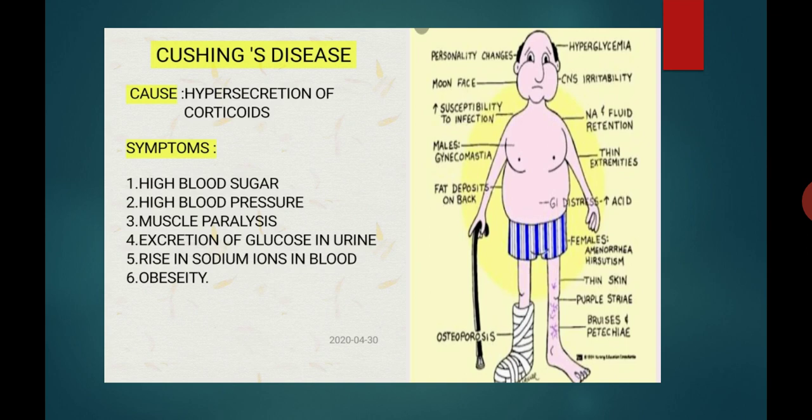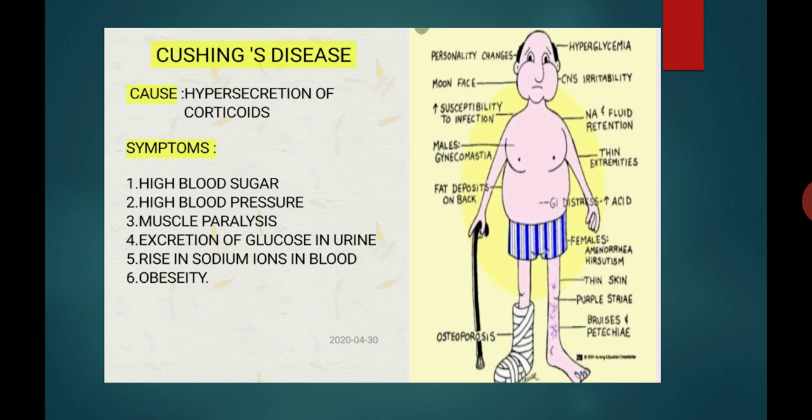I repeat all the points of Cushing disease once again. It is caused due to hypersecretion of corticoid hormone. So hypersecretion of a corticoid hormone causes a disorder called Cushing disease. The symptoms: high blood sugar, high blood pressure. Major symptom is muscle paralysis in patients. Number 4, increase in sodium ion concentration in blood, which is called blood alkalosis. Number 5, excretion of glucose in urine. And number 6, obesity. These are the symptoms or characteristic features of Cushing disease.